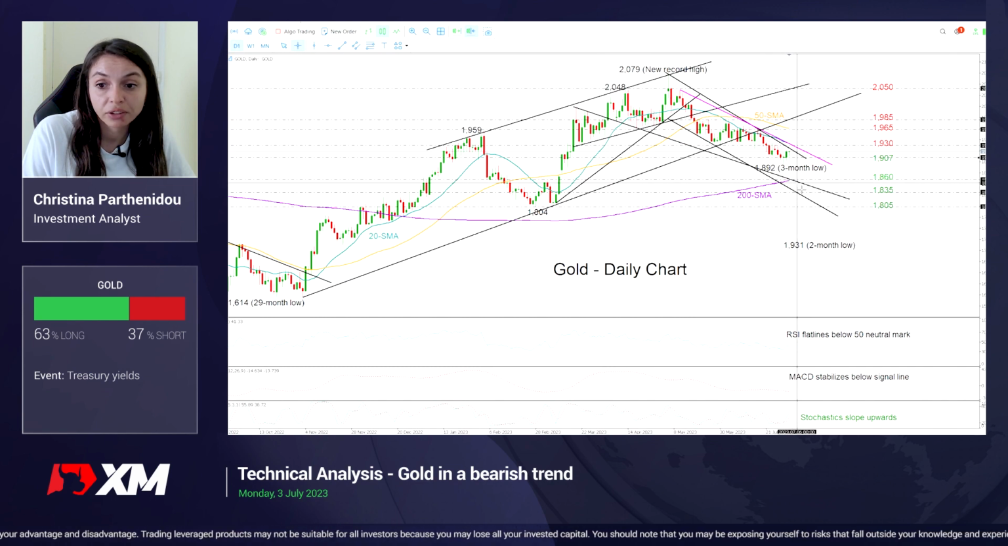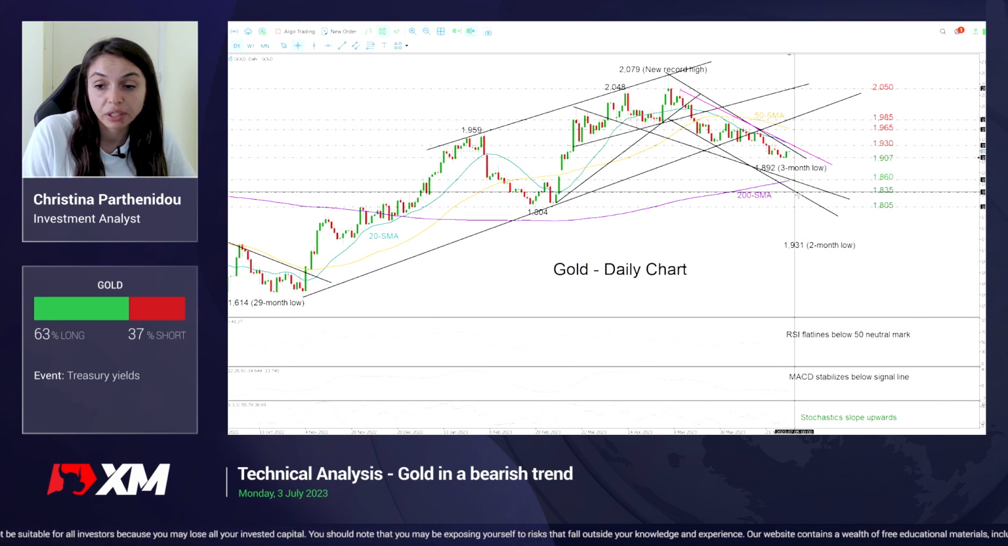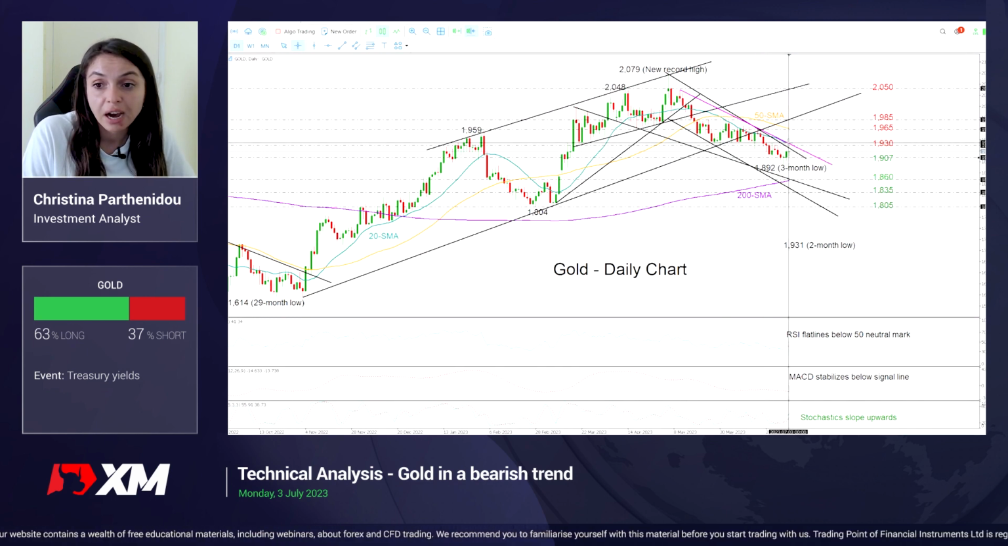Not far below that, there's another steeper support line seen around 1835, a break of which could then drive the market probably towards the February low of 1804. Now, in the event gold breaks above these key descending trend lines at 1930, I believe that it could run up to test the 50-day moving average at 1965.